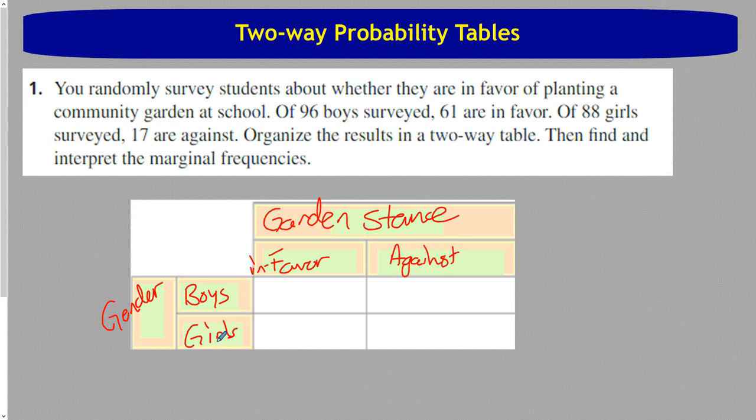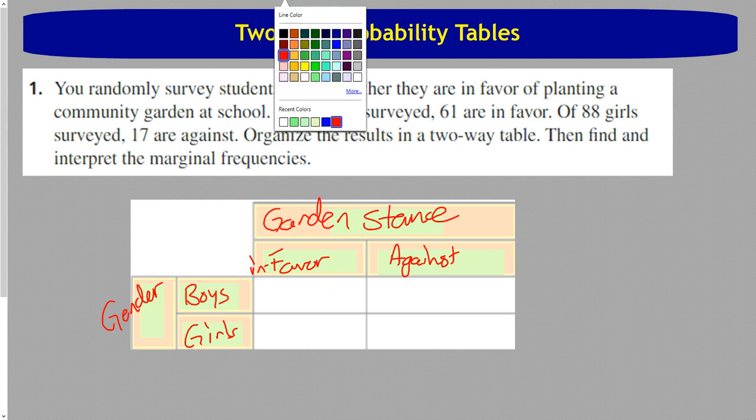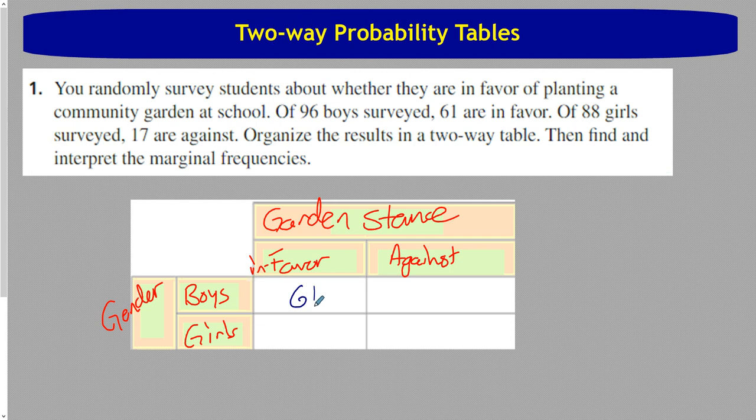You are either a boy or a girl, and you are either in favor or against the garden. We had 61 boys in favor of the garden, so that goes here, and 17 girls against it. There were 96 boys surveyed. That's going to be a marginal frequency, 96. There are 88 girls surveyed.